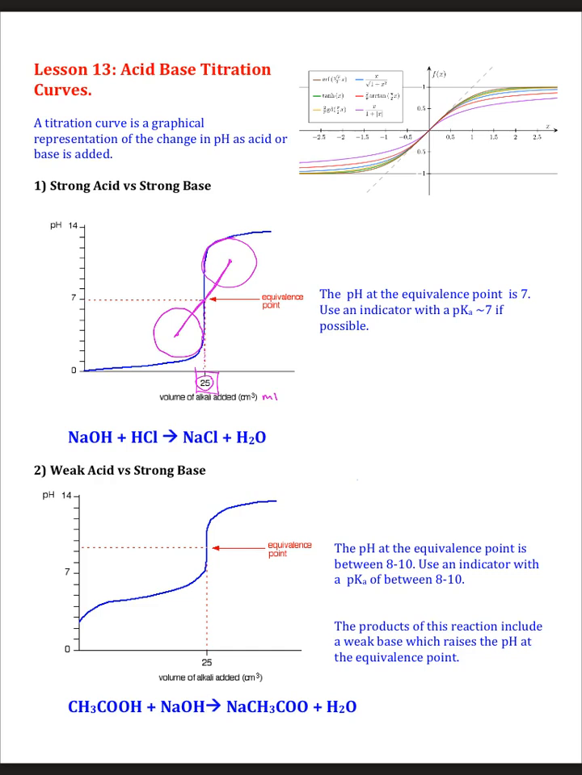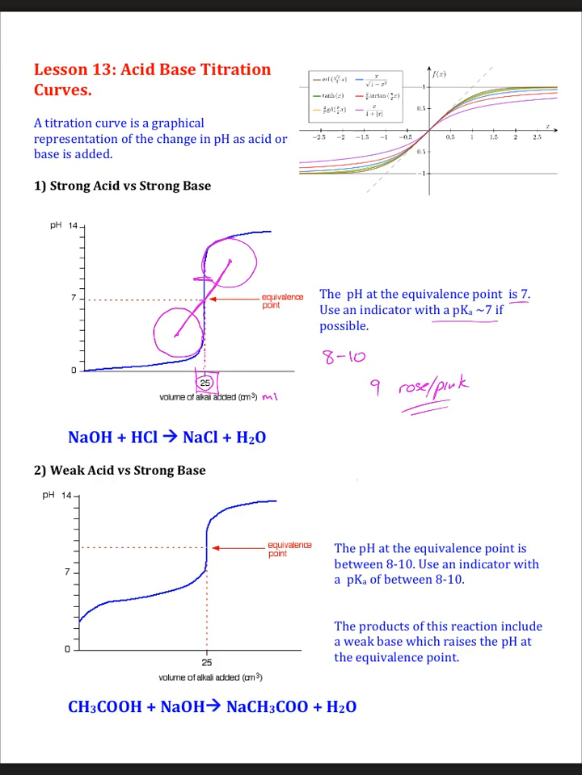Now, in a strong acid versus strong base titration, the equivalence point will be at about a pH of 7, which means you should use an indicator that has a pKa of around 7. Usually in a lab, when we do this reaction in class, we'll use phenolphthalein. Now, the problem with phenolphthalein is that it has a range of 8 to 10. So at 9, it's that perfect rose pink color that tells you when to stop. That's its end point. Now, 8 to 9-ish is about there on the graph.